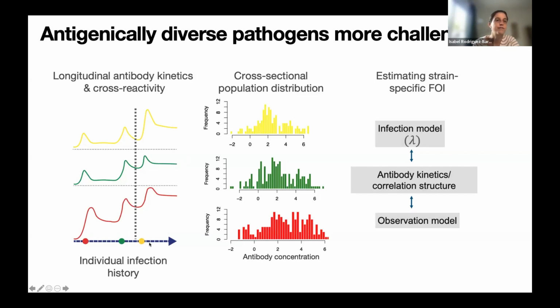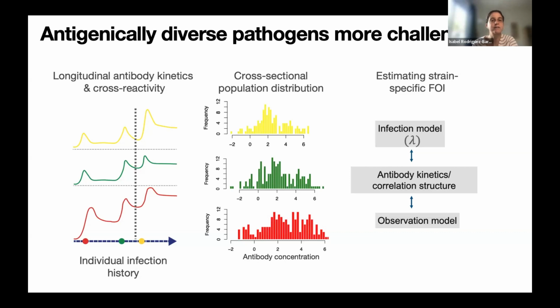Let's assume you have three pathogens, or strains within pathogens, that somewhat cross-react with each other. So when you get infected by one, the responses to the others get boosted. This is what the data looks like. And if you really want to start estimating the forces of infection for each of them, you need to understand these kinetics, these cross-reactivity patterns, and potentially do some joint modeling.